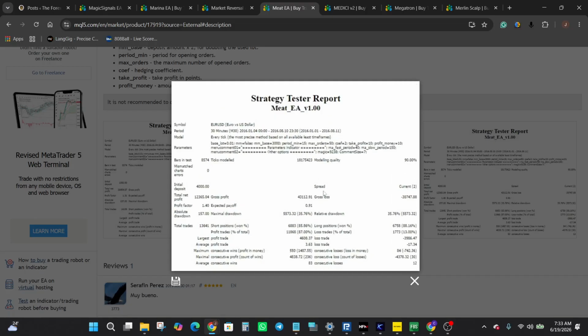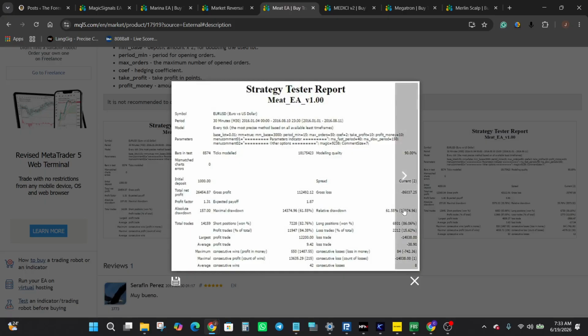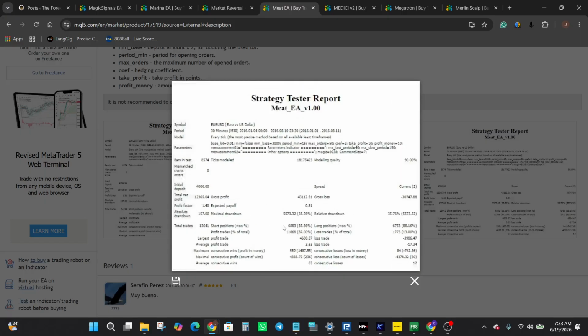But in this case we had 4,000, but net profit was just 12,365.04. Meanwhile, 13,641 trades were taken in this case, and 11,868 were profitable, giving us an 87% win rate. So despite the win rate climbing to 87%, the total net profit reduced.